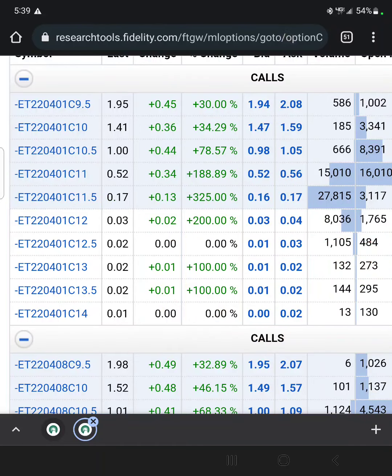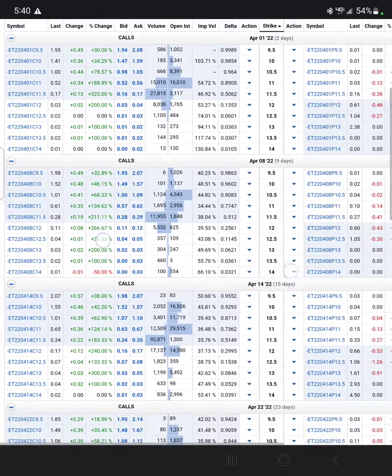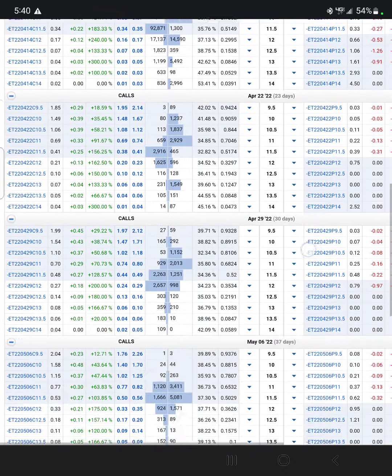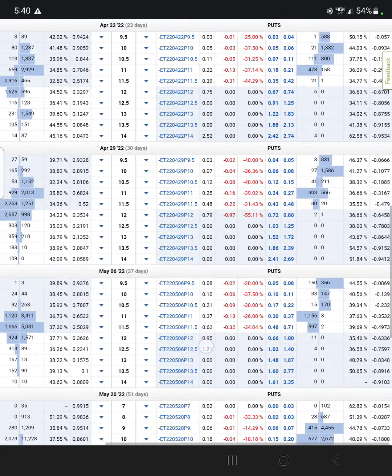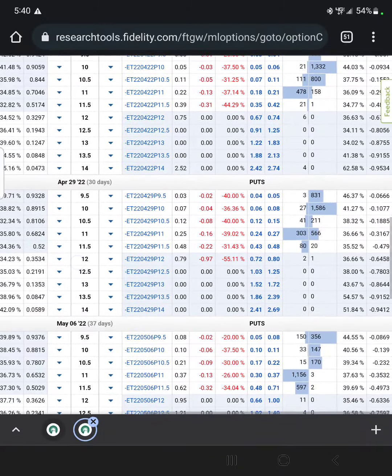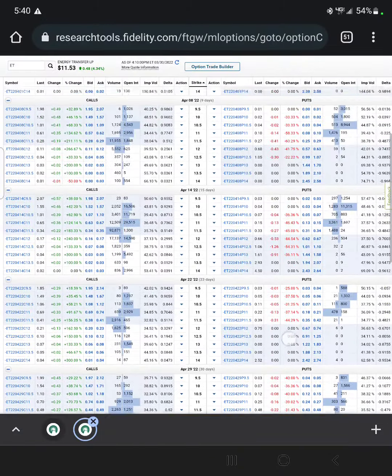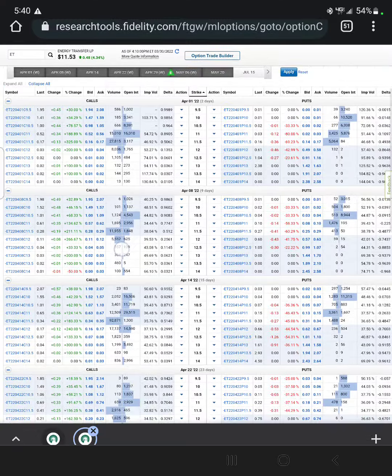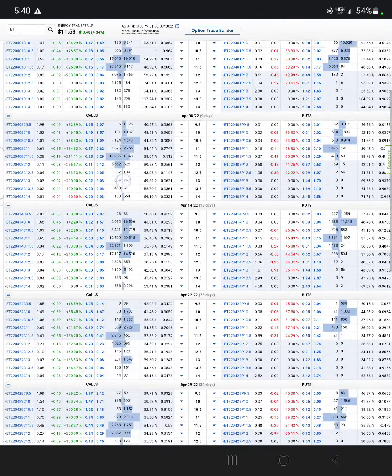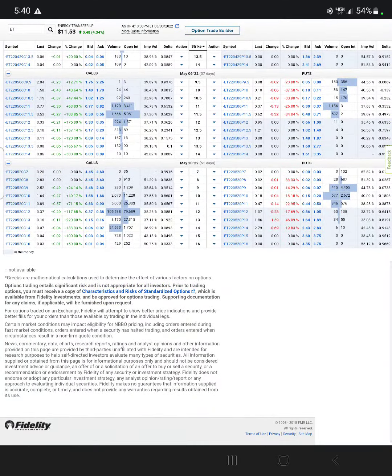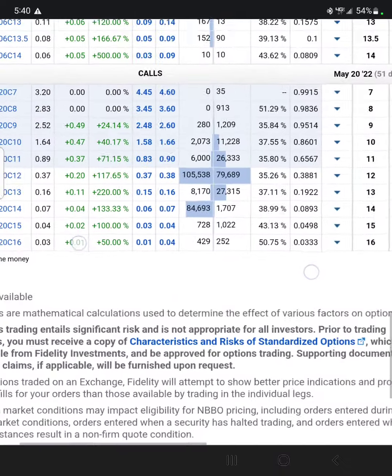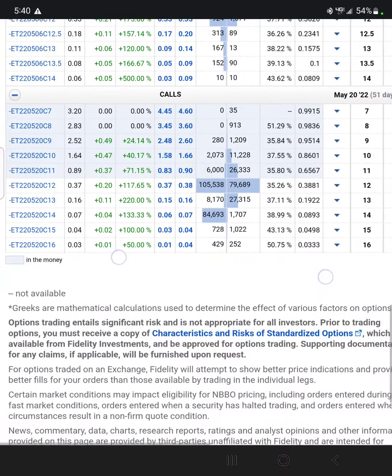But if we zoom out here, something did catch my eye further down, and it's the same for the other side. You can see the puts, right? The left side is the calls, right side is the puts. You can see the volume of people buying and selling puts. At the end of the day, it's usually pretty cool to see what transpired.